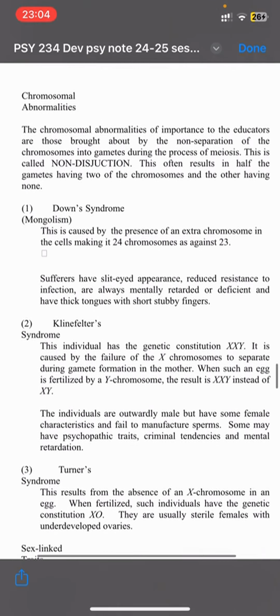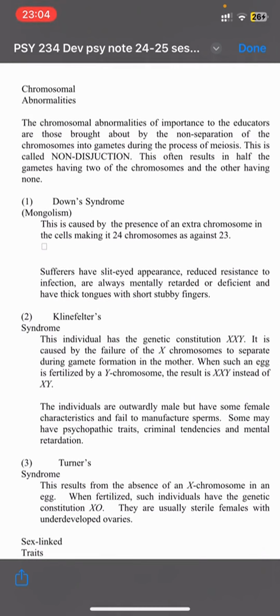Then we have Klinefelter syndrome. This is caused by an extra X, that'll be XXY. It is caused by the failure of the chromosomes to separate during gamete formation in the mother. When such an egg is fertilized by a Y chromosome, the result is XXY instead of XY. So meaning that when the mother was supposed to donate one X chromosome, it didn't separate, so it gave out 2. Do you get? Non-disjunction. When they don't separate.